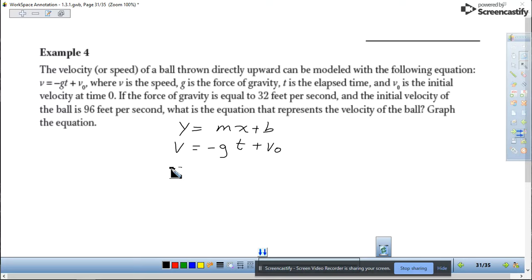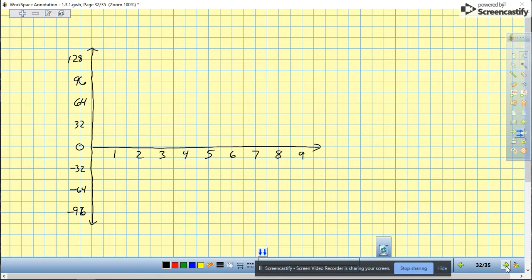So now let's plug in our pieces. So the velocity is negative 32 times t plus your initial amount of 96. Okay? So even though we have v and t, we can still graph that just like we would y equals mx plus b. That being, this is your slope, the negative 32, and the y-intercept is the 96.